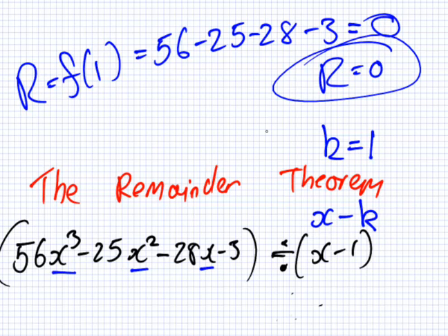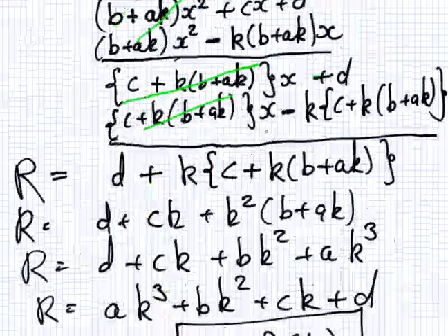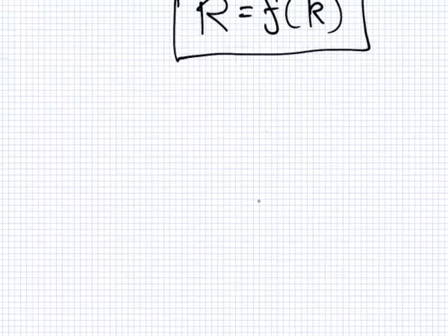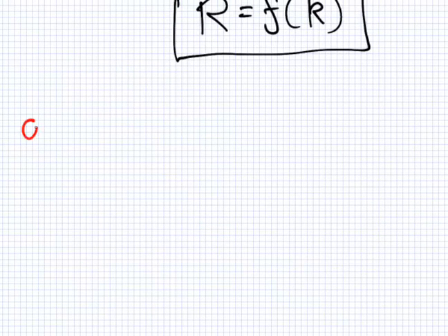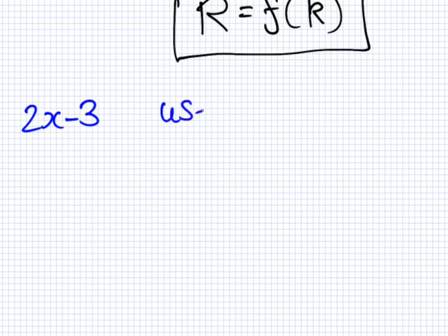Can we simplify this formula? Yes, we can. So let's simplify it a bit. So the remainder equals d plus ck plus k squared (b plus ak). So the remainder equals d plus ck plus bk squared plus ak cubed. So the remainder equals ak cubed plus bk squared plus ck plus d.